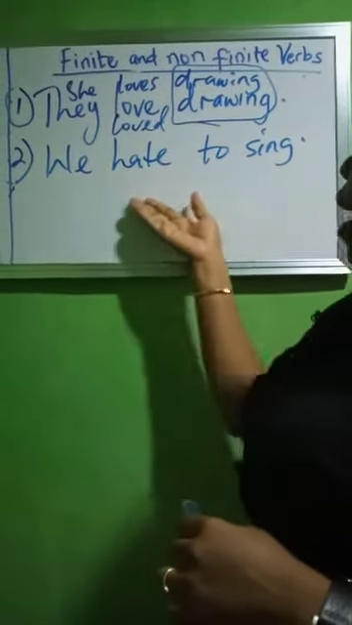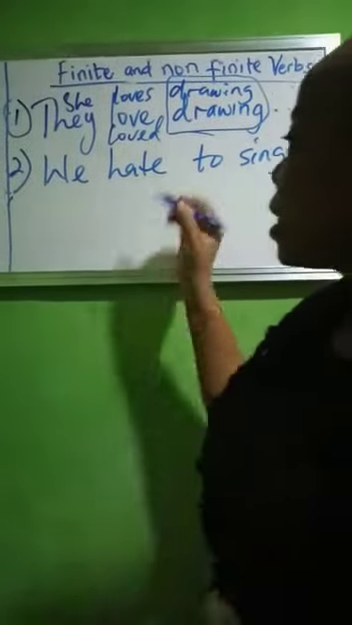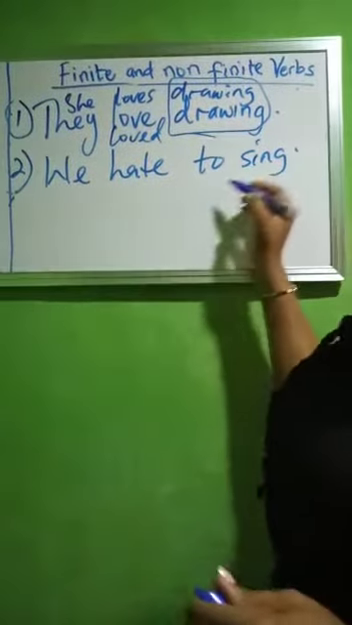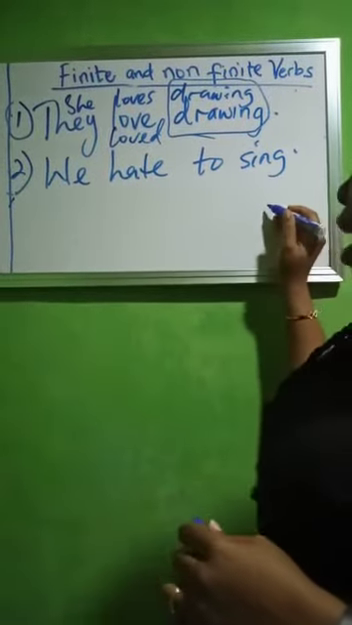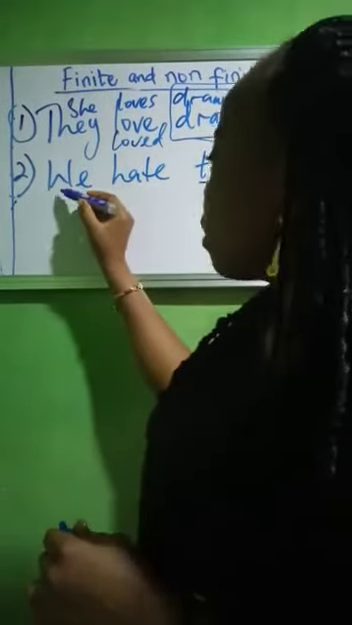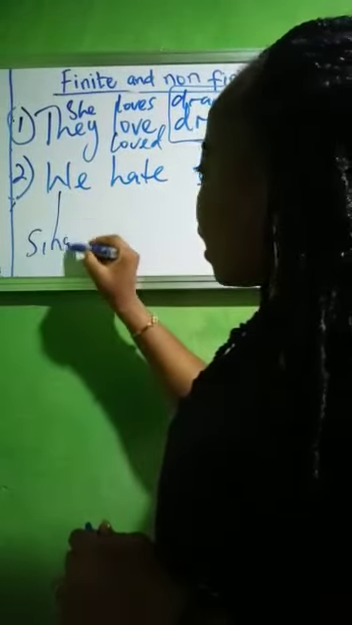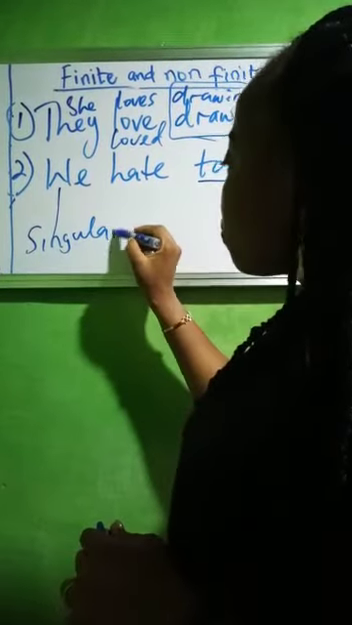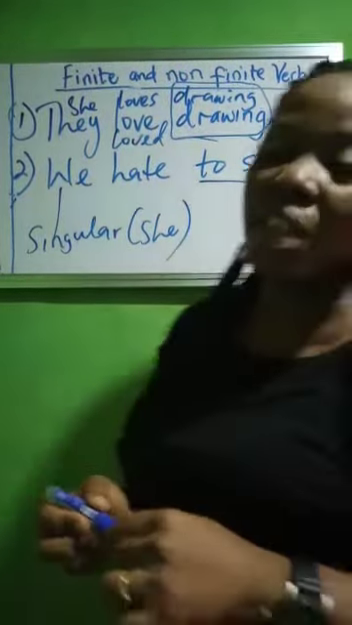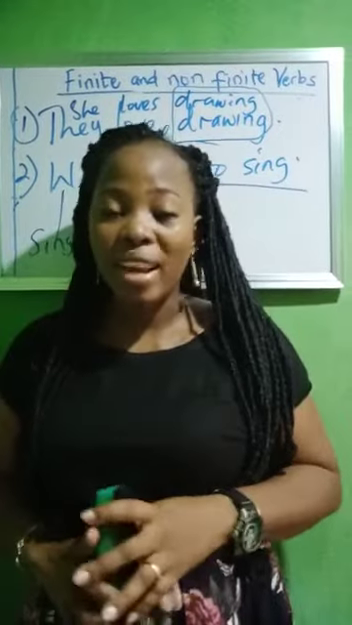The second one here is we hate to sing. The finite verb here is hate because it follows all the rules that I've been saying. But to sing is a non-finite verb because it is not going to change, regardless of the change in the subject from plural to singular or singular to plural. It will not change. And that is just how to differentiate between the finite verb and the non-finite verb.